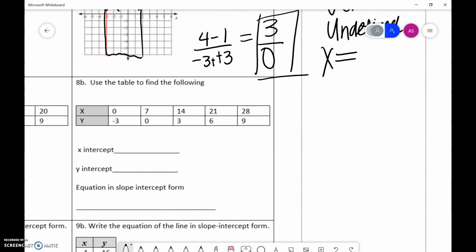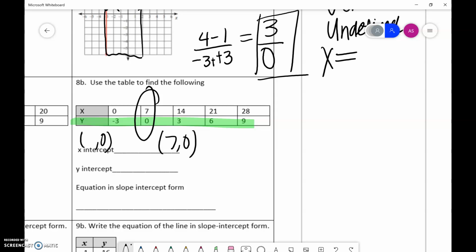So it says use the table to find the following, your x and y intercepts. So you know when you have the x intercept, your y is 0. So you're just gonna look at the table and see where y is 0. And that's gonna be at 7. So I'm just gonna write that my x-intercept is 7, 0.